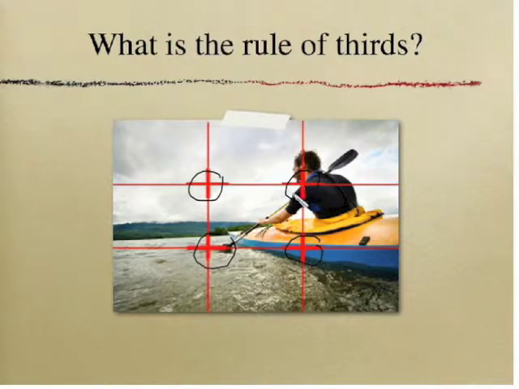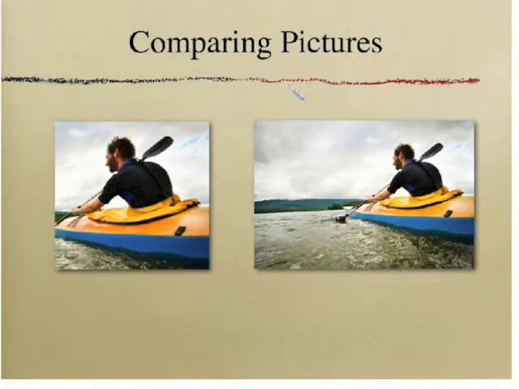So in this case, the focal point would be right here in this cross section. And then we're looking at the other cross sections as well. So comparing pictures. We have a picture of a kayaker, and this is close up, and he's in the center of the picture. And this really doesn't enhance the picture in any way. You don't know what's going on, you just know he's kayaking, so you look at it, and that's basically it. It's just a picture and doesn't really tell anything.